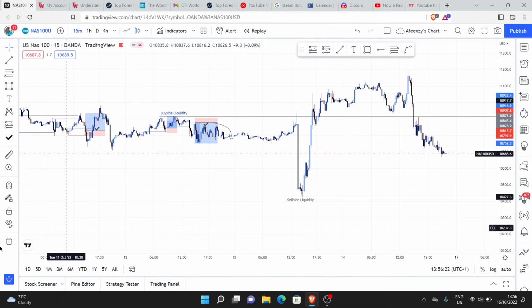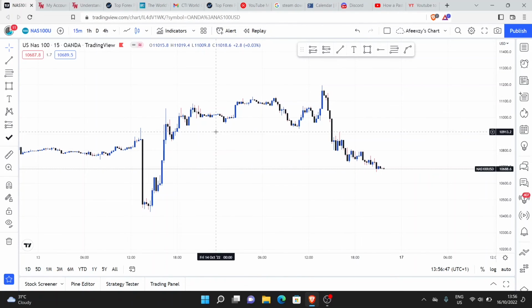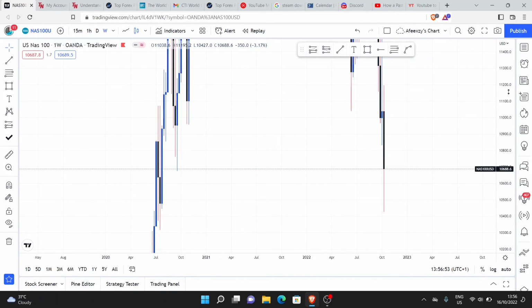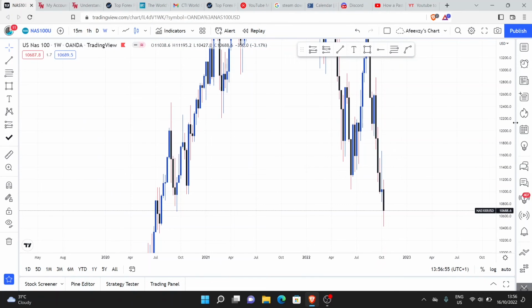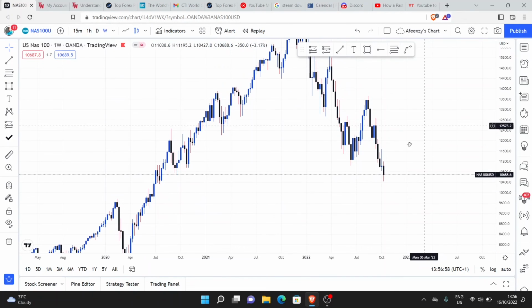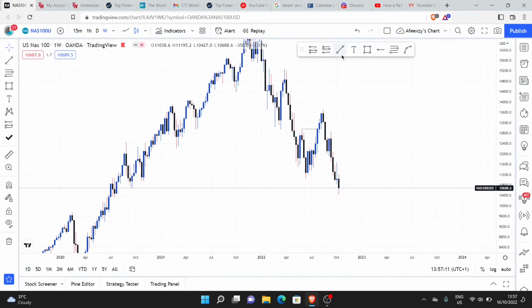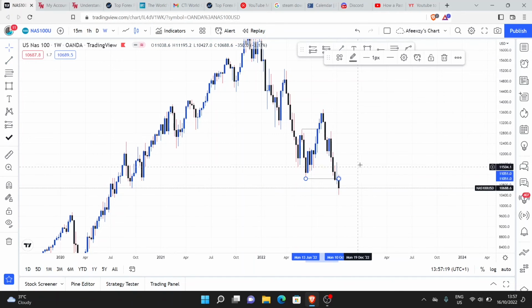So let's make a fresh analysis on the pair. As you can see on our NAS100, on our weekly time frame, we are bearish on this. On the weekly time frame, you can see this was looking like a break of structure, but later on it turned out to be a fake out on our Nasdaq, and then we cleared this low here, which made another structure continuation on our Nasdaq.